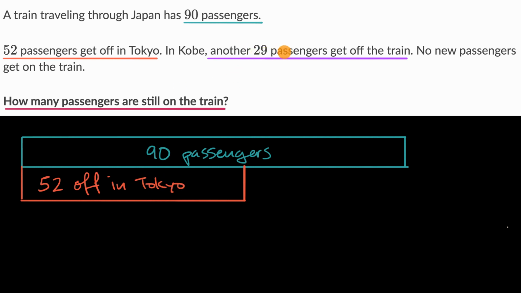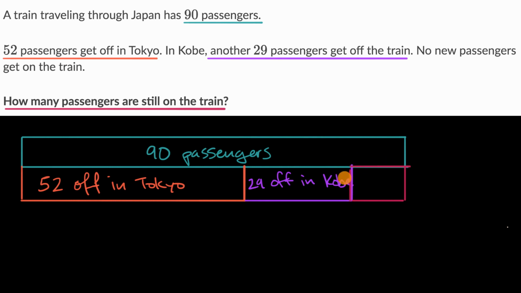And then we have another 29 passengers that get off the train in Kobe. So then another 29, maybe that's something like this, get off in Kobe. So 29 off in Kobe. And so how many passengers are still left? Well, if you start with 90, 52 get off in Tokyo, 29 get off in Kobe, then this last part of the length of the tape, that would be how many are left.